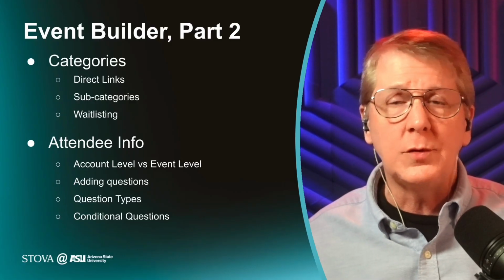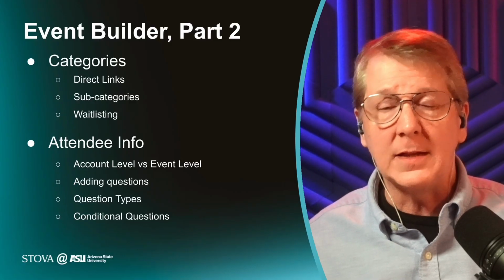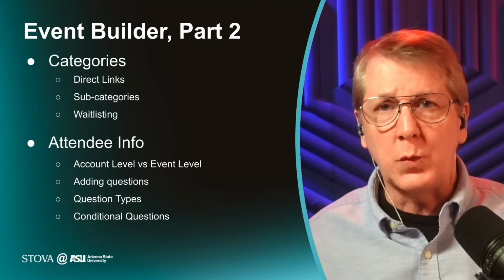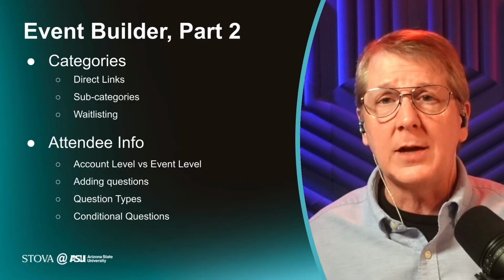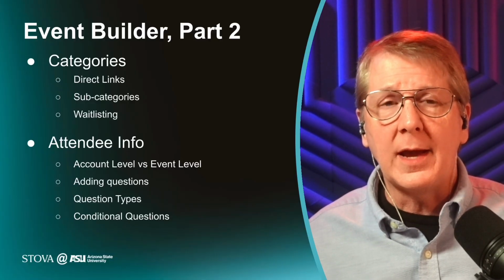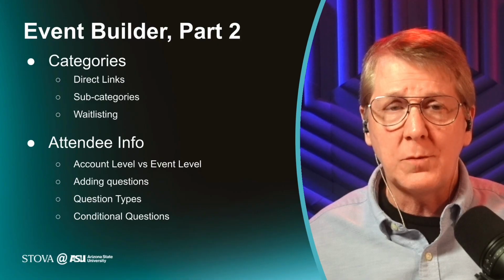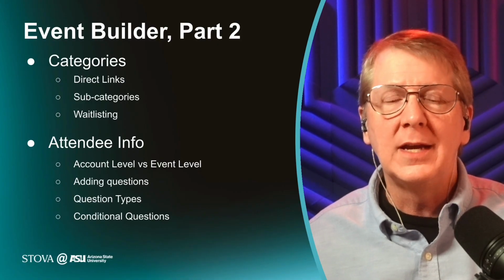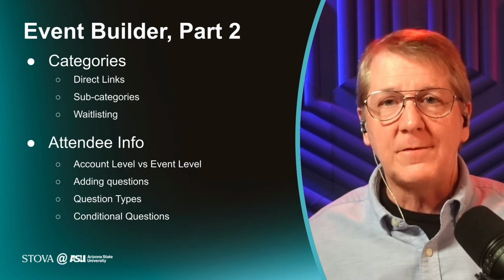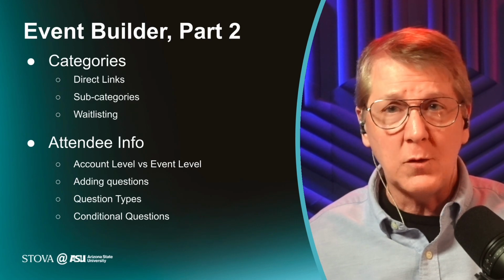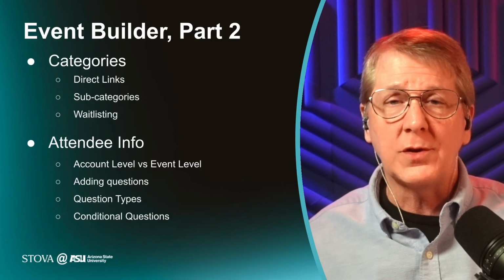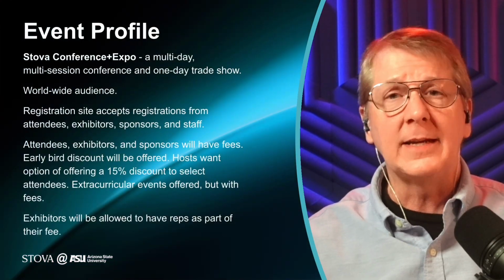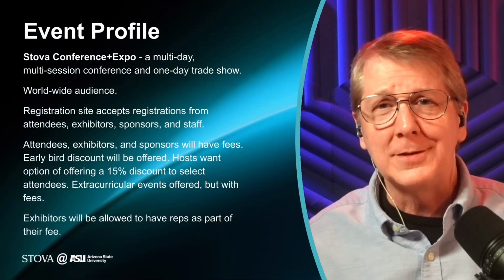We're going to talk about two different types of fields that are available in the system, account level and event level, and what the difference is between those two. We'll demonstrate how to add questions to the form and how to rearrange questions on the form. We'll also talk about the different types of questions that you can use in the form, and if you have the need for follow-up questions called conditional questions, we'll talk about those as well. So, an exciting, jam-packed webinar, as always.